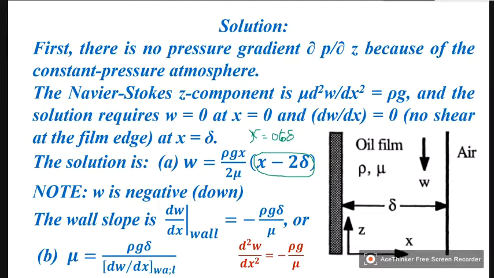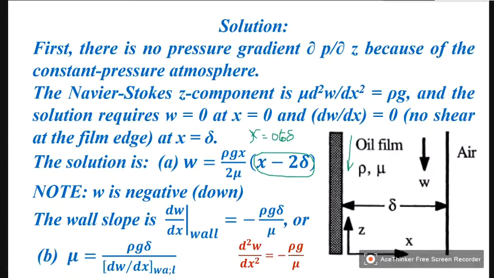So, what is the sign of this? X minus 2 delta? Minus, sir. Negative. So, what does it indicate? In the direction of Z, which is upwards, the velocity is opposite. So, that means physically also it is satisfied that the velocity will be in the negative Z direction. The value of W will be this way.